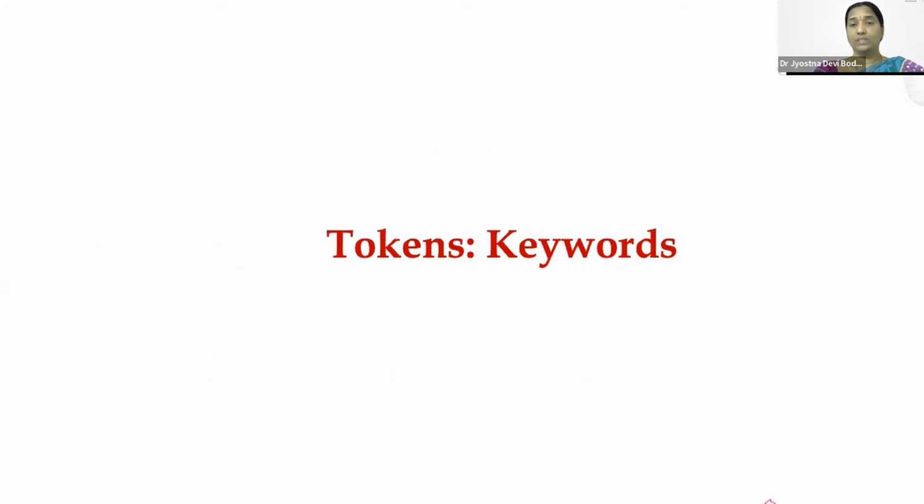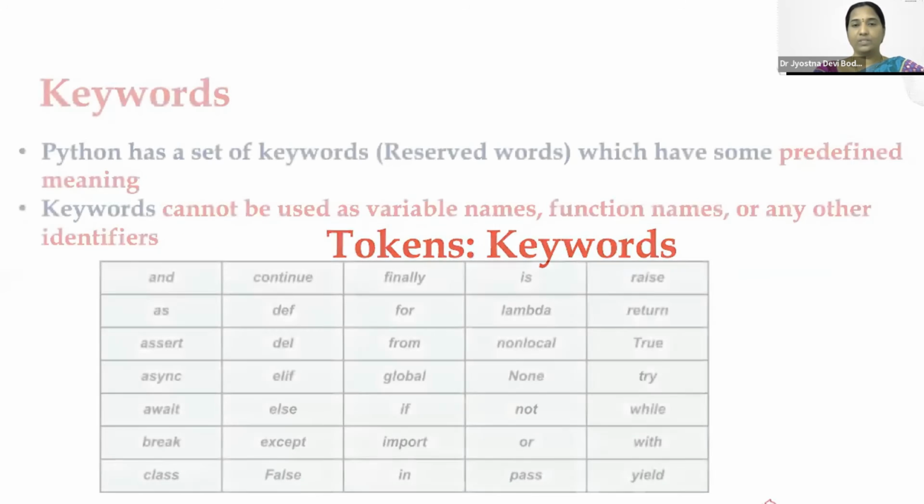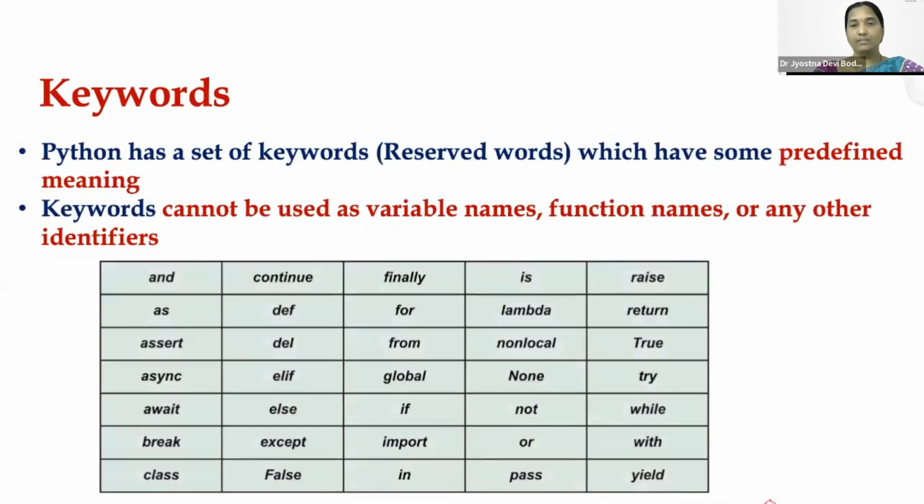Now let's see what keywords are. In any programming language, there are certain words that are reserved by the programming language itself because they are predefined with some meaning. That is why they are known as keywords or reserved words. Already we have seen that these keywords cannot be used as variable names, function names or any other identifiers. The same rule is to be followed here also. Now you can see the list of keywords that are part of the Python programming language.